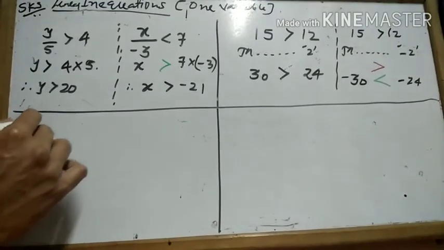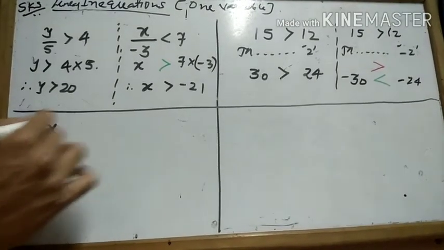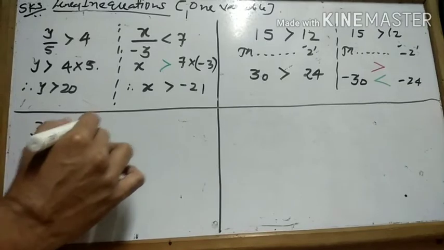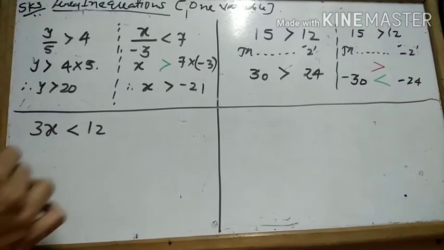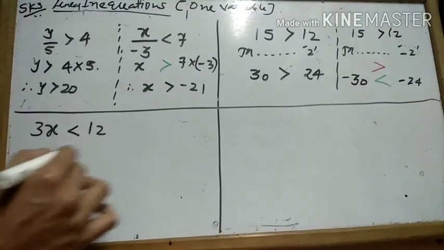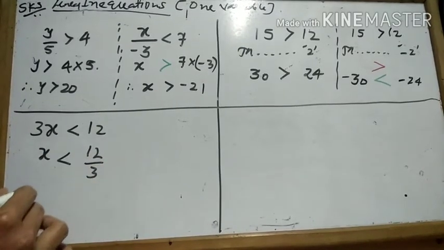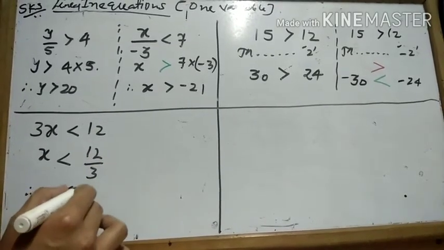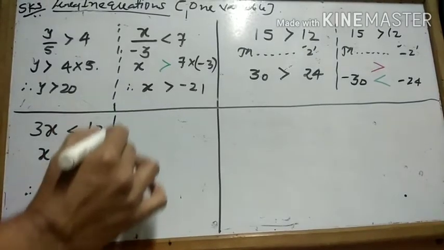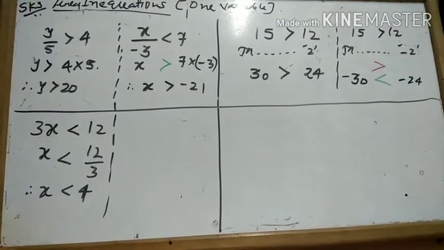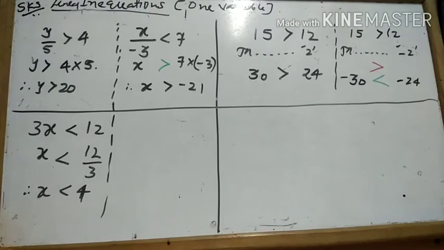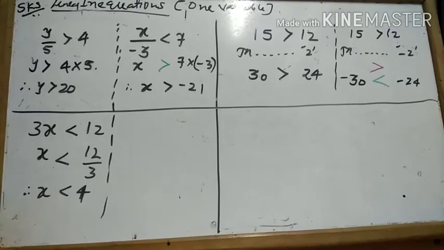Say for example, I am having 3x is less than 12. I am dividing both sides by 3. So x is less than 12 over 3, that is x is less than 4. So when you are dividing by a positive number, the inequality sign does not reverse, it remains the same.